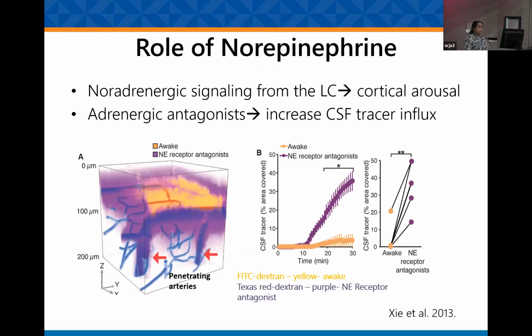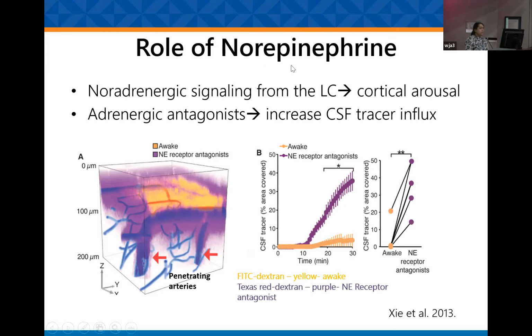So about the role of norepinephrine. We know that noradrenergic signaling from the locus coeruleus contributes to cortical arousal. And they did another experiment using adrenergic antagonists, which wound up increasing CSF tracer influx.